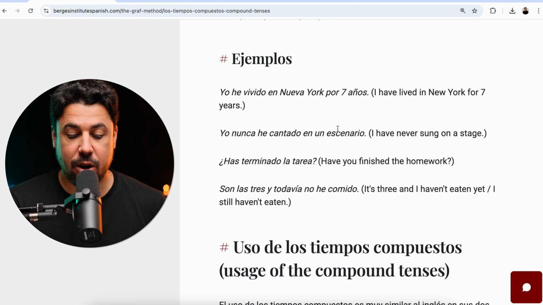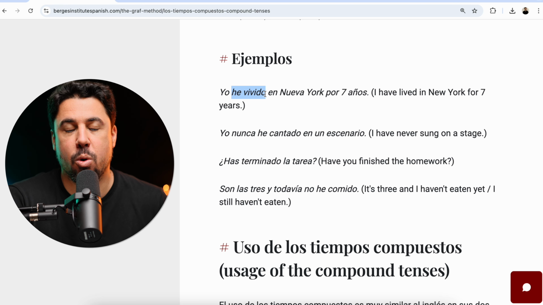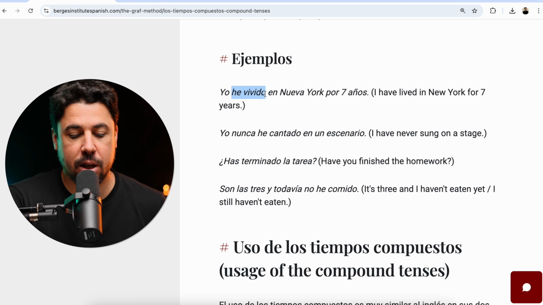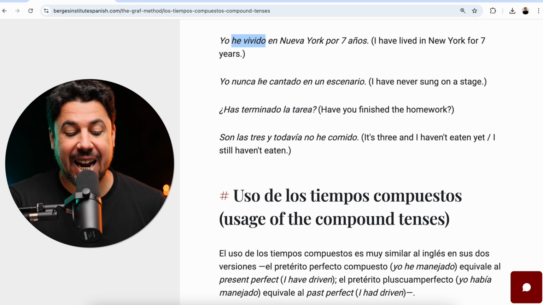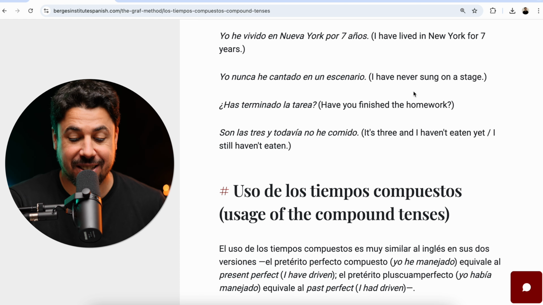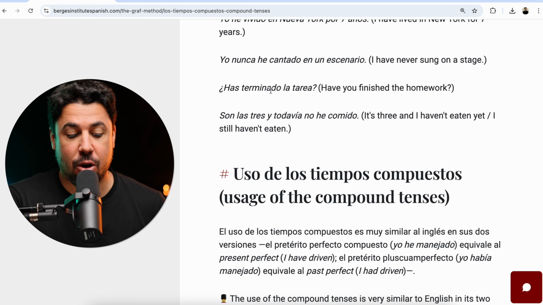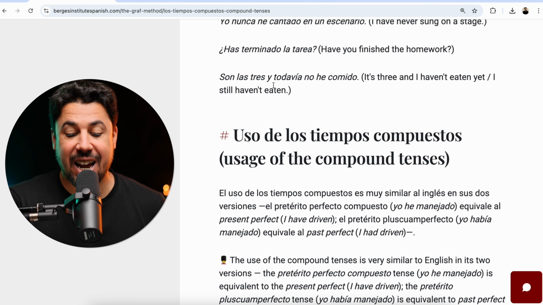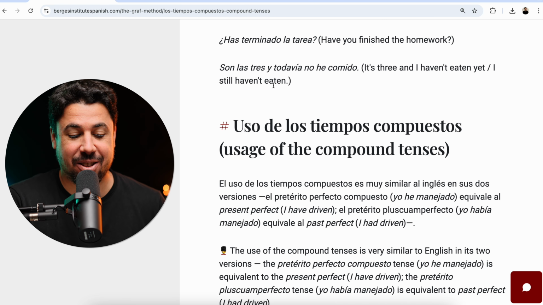So I have lived in New York for 7 years. Yo he vivido en Nueva York por 7 años. Or we would also say 7 años without the por. Yo nunca he cantado en un escenario. I have never sung on a stage. Have you finished the homework? ¿Has terminado la tarea? It's 3 and I haven't eaten yet, or I still haven't eaten. Son las 3 y todavía no he comido, right?